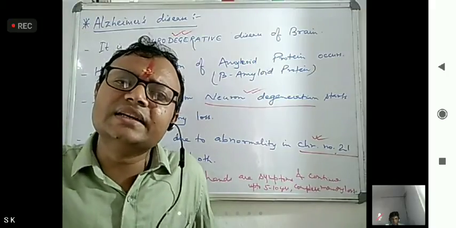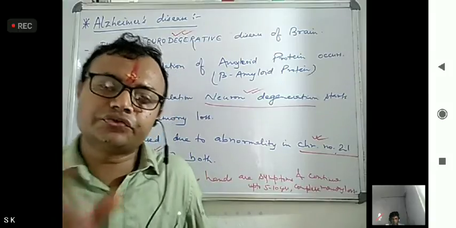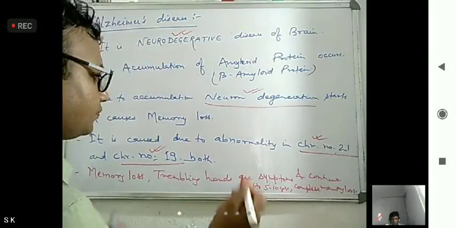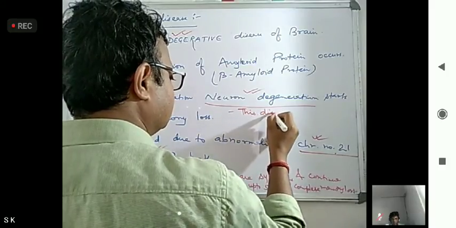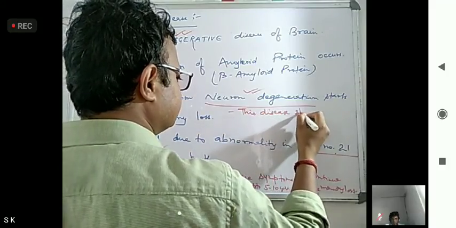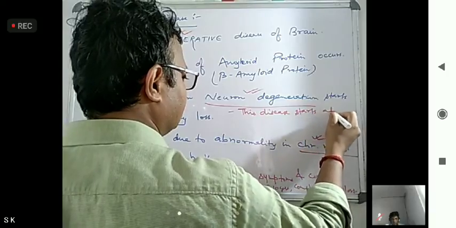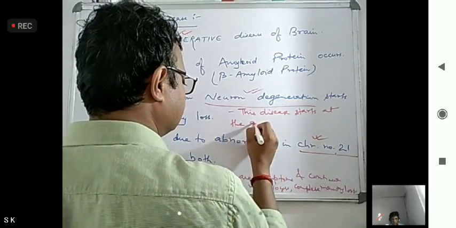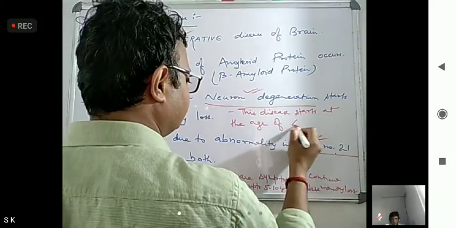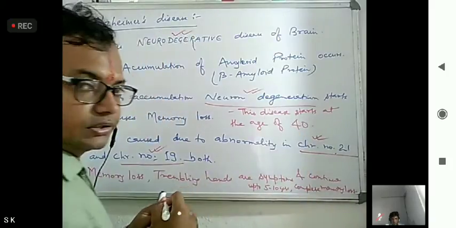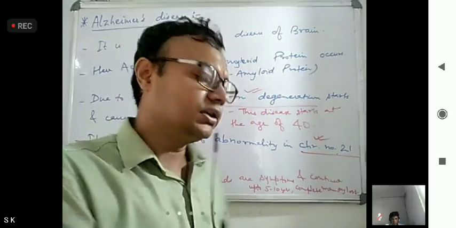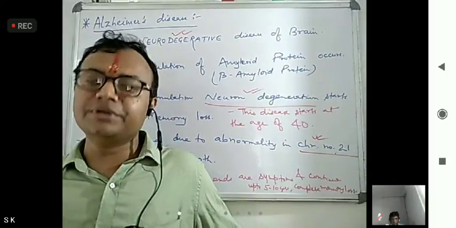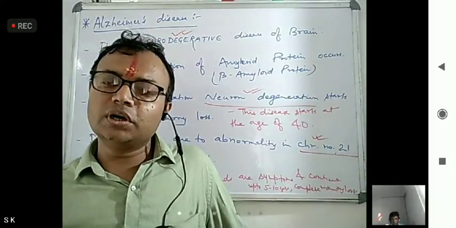Now, this disease generally comes at the age of 40. What I told? This disease starts at the age of 40. Okay, so this is starting at the age of what? 40.